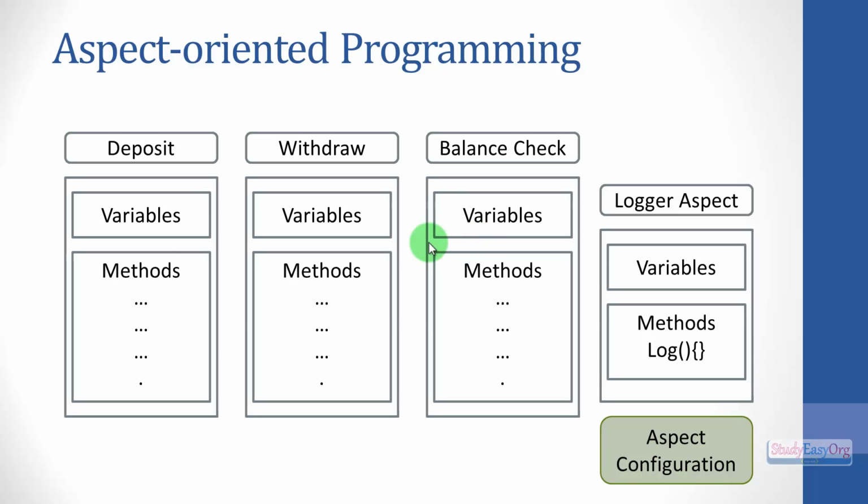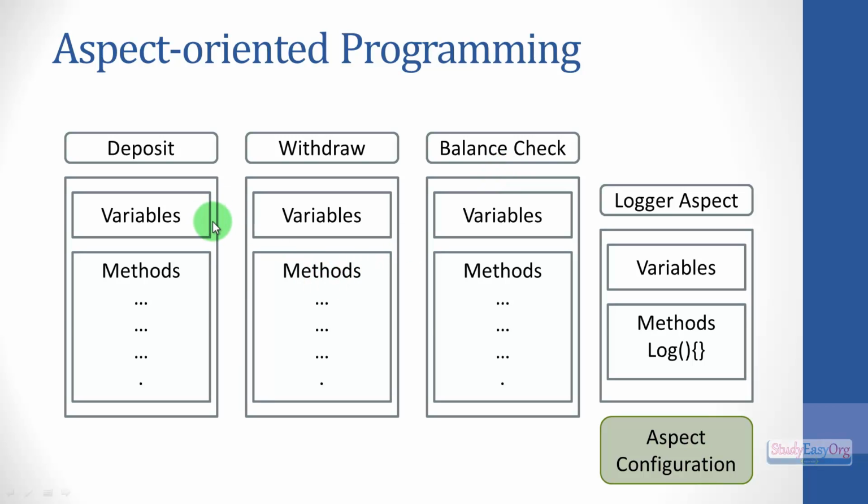Now when it comes to aspect-oriented programming, we do not create objects, rather we create aspects. Now what is an aspect? Aspect is nothing but a special type of object, nothing else. Now imagine the same bank application where we have deposit, withdraw and balance check. And we would like to call the log method whenever we are calling any method from deposit object, withdraw object or balance check object, and how we can do that.